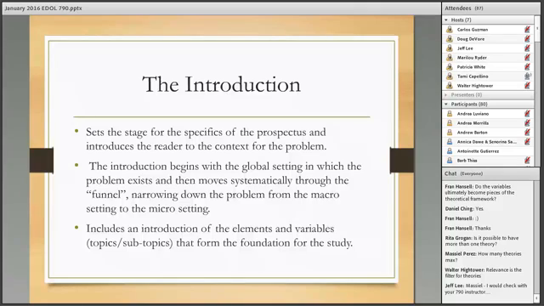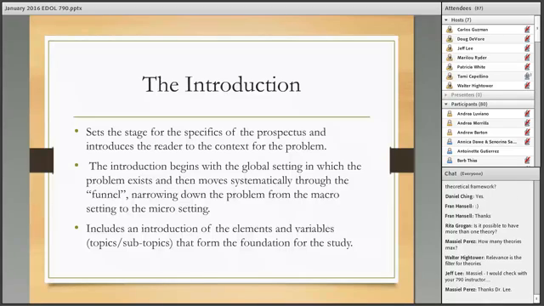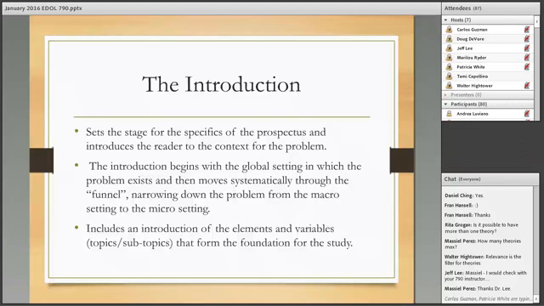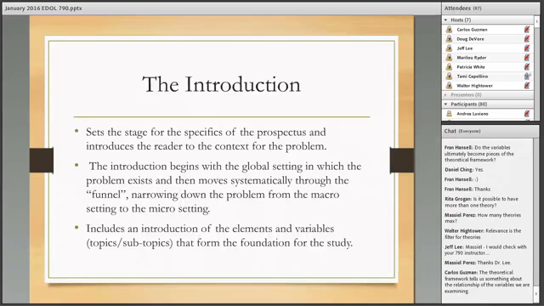Your introduction will start global and systematically move through the funnel. But you have quite a number of pages to build this foundation, so don't move too quickly. You don't want to throw everything in your introduction, because then there won't be anything to write in your background. That's why it's really important to funnel out and outline this on paper before you start your writing. Then you will mention, but not necessarily go into any sort of depth, those variables or topics or subtopics that form the foundation of your study. Those will be expanded in your background.